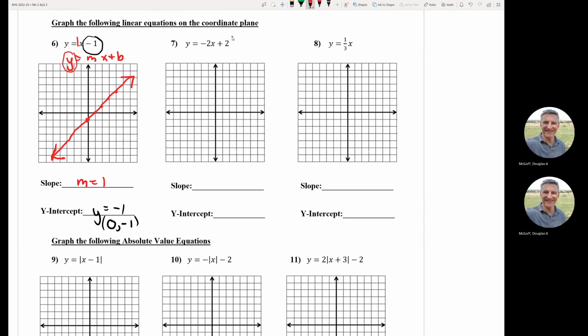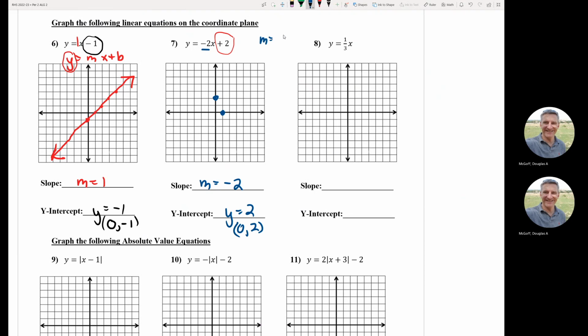Number 7, first thing I could find is my y-intercept. I set x equal to 0, y equals +2. Or I could say it's the point 0, comma 2. Now I have a slope in front of x. My slope equals -2. That means for every 1 I go over, I'm going to go down 2.